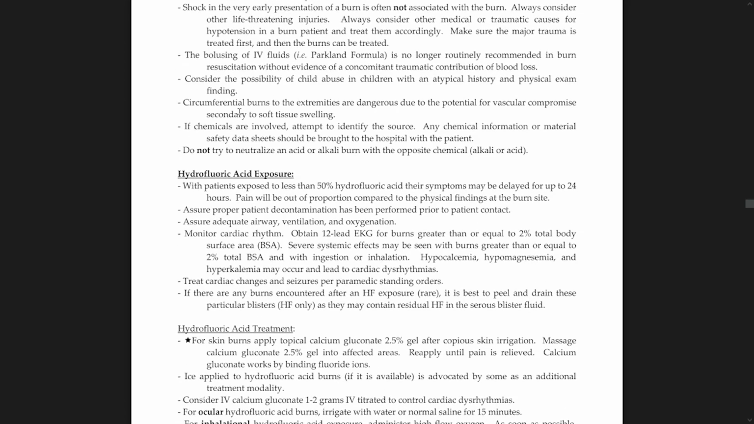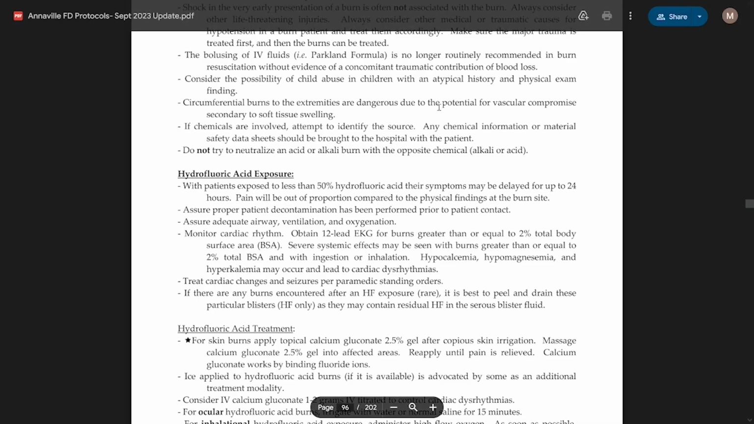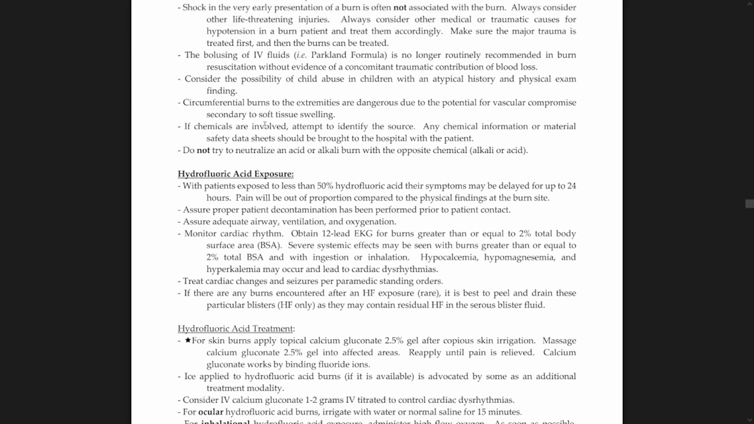Circumferential burns to the extremities are a danger due to the potential for vascular compromise secondary to soft tissue swelling. If chemicals are involved, attempt to identify the source. Any chemical information or material safety data sheet, or MSDS sheet, should be brought to the hospital with the patient. Do not try to neutralize an acid or alkali burn with the opposite chemical, an alkali or an acid.